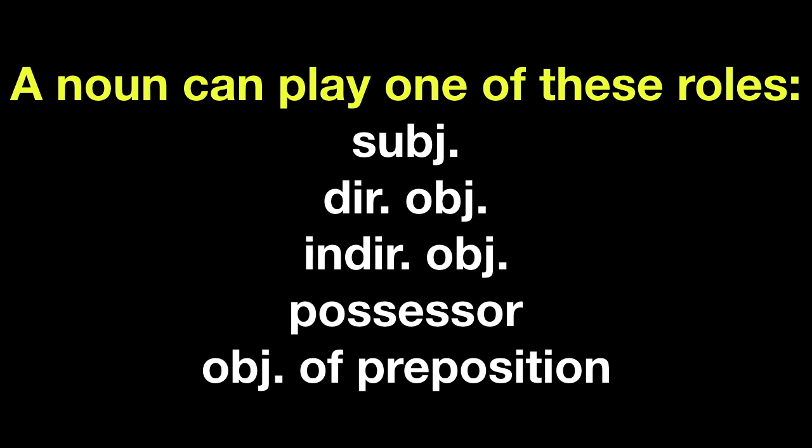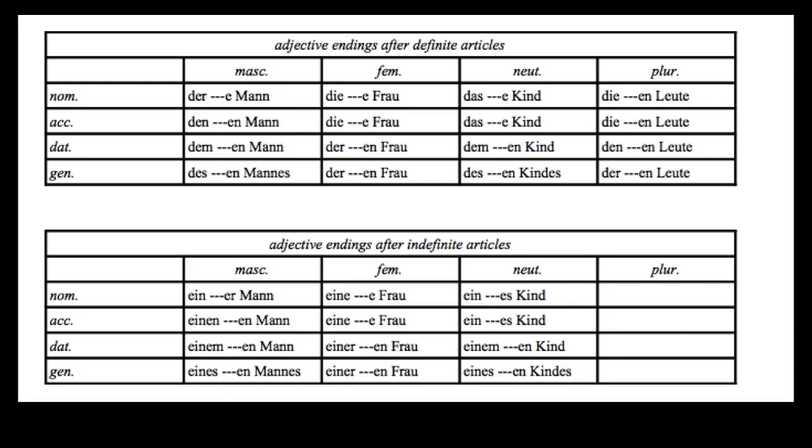A noun in a sentence can have any one of these particular roles. It can be the subject, the direct object, the indirect object. It can be a possessor, meaning that it possesses or owns something. Or a noun can be the object of a preposition. That means there's a preposition in front of the noun. And if there's a preposition in front of the noun, that preposition will determine the case. Okay, we've heard bits and pieces of this before. This is not entirely new, but charts are everything, right?